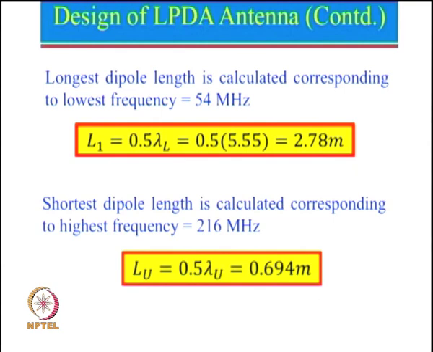So now the design begins. We start with L1. L1 is 0.5 of lambda L. This L is the lowest frequency, which is 54 megahertz. So that comes out to be 2.78 meters, and corresponding to 216 megahertz, LU is 0.694.